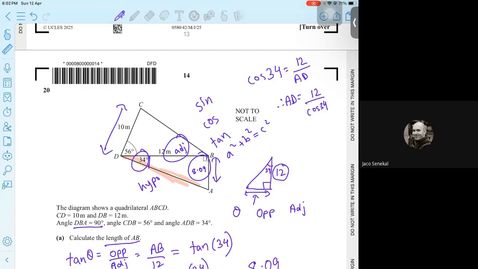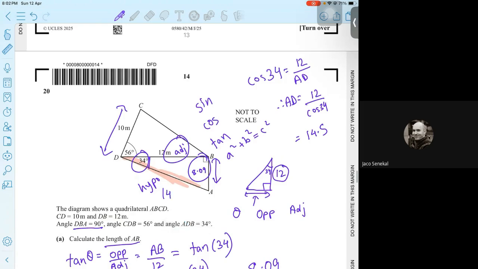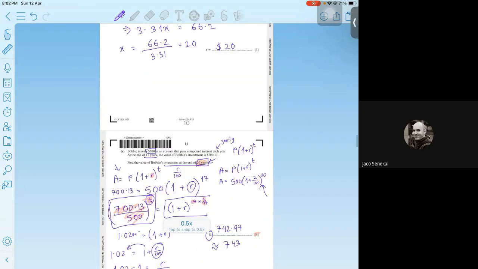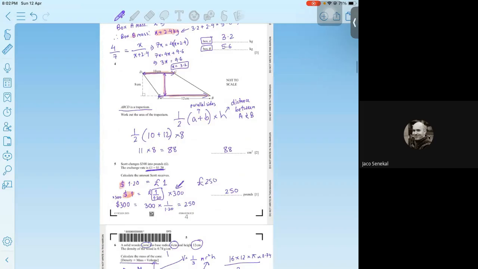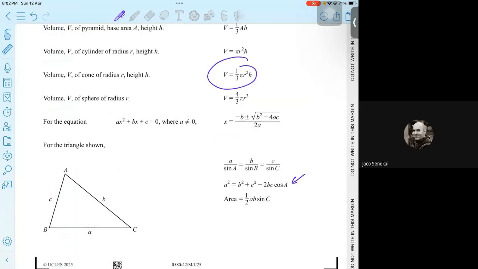Yeah? Okay, thank you so much. So I have a value of AD to be, I think, 14.5 if I'm not wrong. So let's just label this 14.5 here. Now I have to find the side of CB, right? Or BC. So for this, you'd have to use this formula that is given here, the cosine formula, okay? Using this is the best one for this.